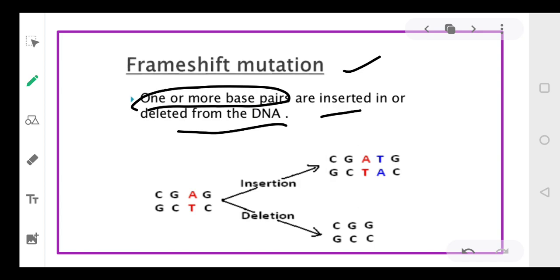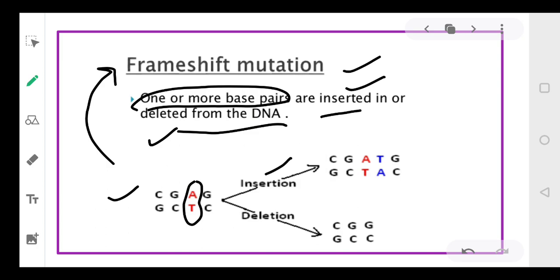So if there is one extra nucleotide added into the DNA or one deleted from the DNA, that will result in the frameshift mutation. Let's see this. Suppose we have a sequence CGAG, GCAG. I have highlighted this sequence AT. Insertion means extra will be placed. Now suppose here one extra, that is TA, has been placed.